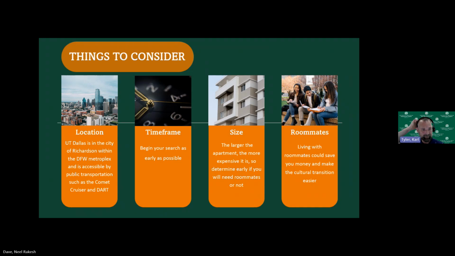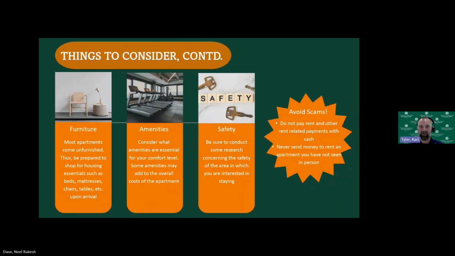All right, next slide, please. Things to consider. We're not done yet. We've got a few more things that we want you to consider. Next would be furniture. Unless it's otherwise stated, most apartments and homes in the US are not furnished.